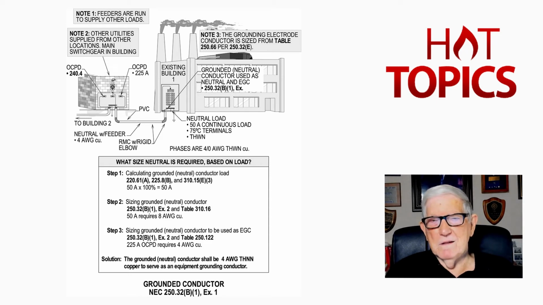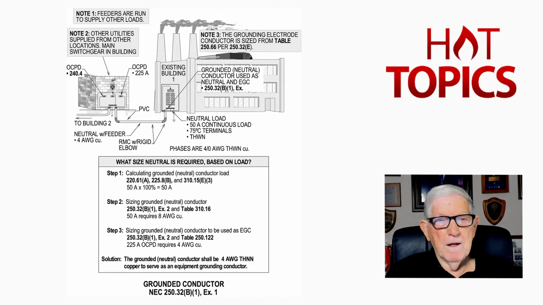In Step 2, we're applying 250.32(B)(1) exception 2 and using Table 310.16, and a 50 amp load would require number 8. However, in Step 3, 250.32(B)(1) exception 2, along with the use of Table 250.122, a 225 amp overcurrent device would require a number 4, so you'd have to use number 4, the larger of the number 8 or number 4.